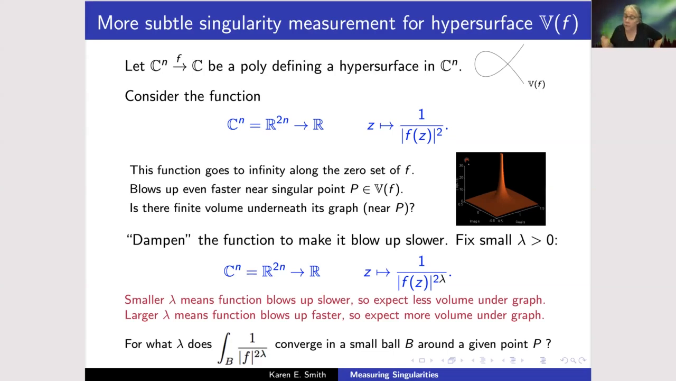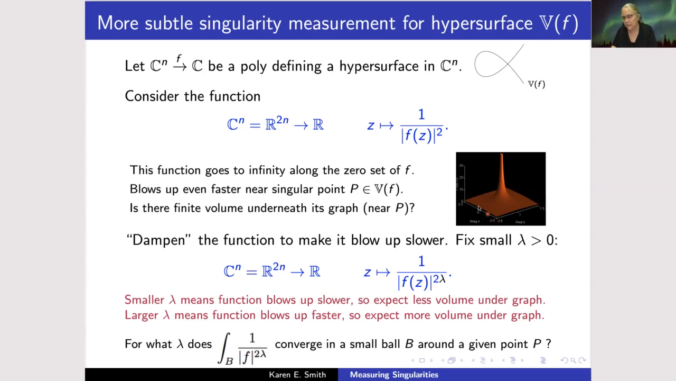Now, if we have a singular point or a higher order point, a higher multiplicity point on that hypersurface, it's going to blow to infinity even faster. The order of vanishing is going to be higher, and so it's going to explode to infinity even faster. And the question we want to ask is, fixing a point on the hypersurface. So in the picture here, this is just kind of a cartoon.